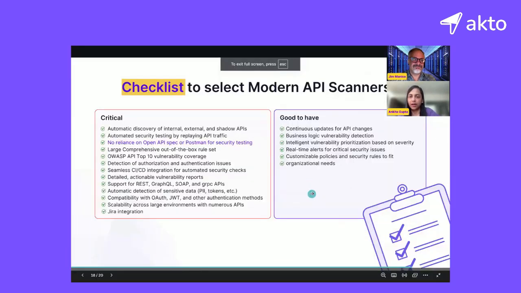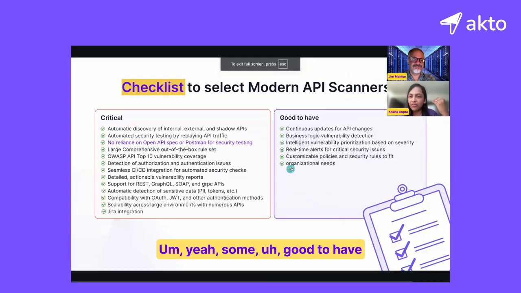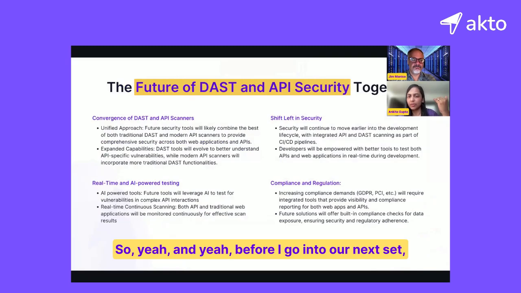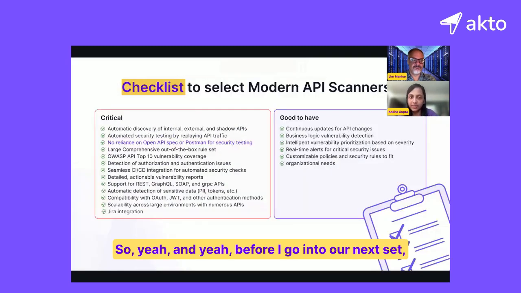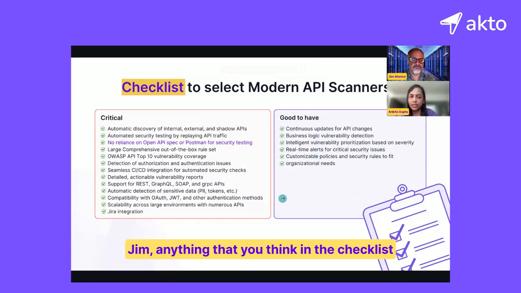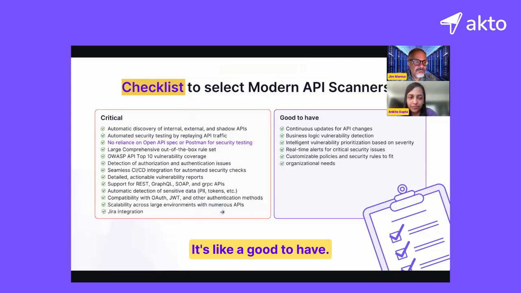Right. Yeah, some of these are good to have, but you want to first check all of these boxes before you go into this box. So yeah, before I go into our next section, which is, what does the future look like? Jim, is there anything in the checklist that I've missed that you want to add, or you think should not be there, or is just good to have?